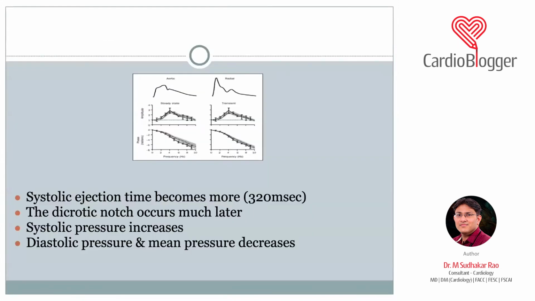Also, in the peripheral arteries, the dicrotic notch occurs much later and the systolic ejection time becomes longer. So, the dicrotic notch occurs much later, the systolic pressure increases, and the diastolic pressure and the mean pressure decrease in the peripheral arteries.